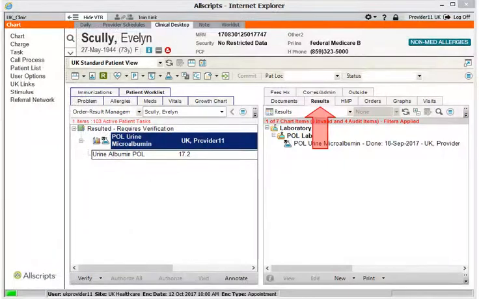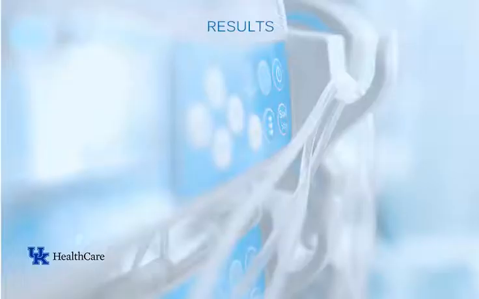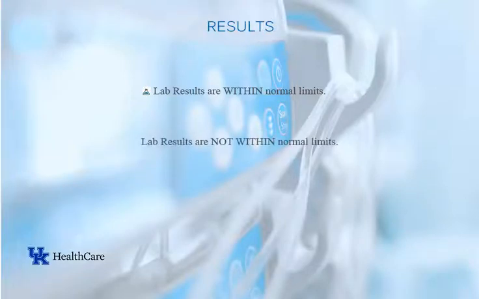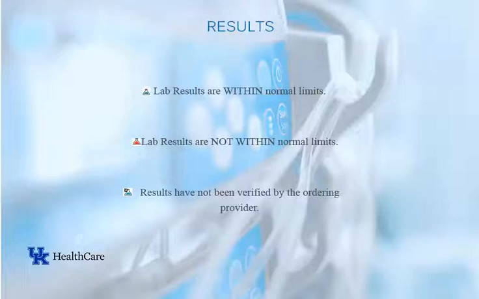The Results tab will display any lab or radiology results for this patient. Lab results that come back within normal limits are indicated with a white beaker next to the result. Lab results that are outside of normal limits have a red beaker next to the result. A U over the beaker icon next to a lab result indicates that the result has not yet been verified by the ordering provider. The steps for verifying orders will be covered in a later video.